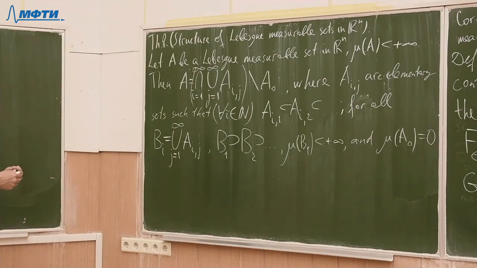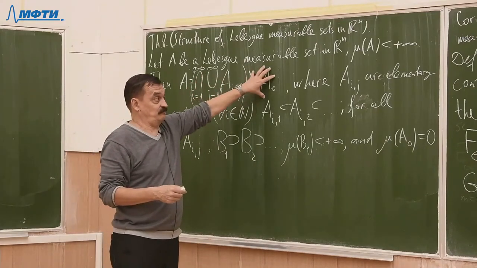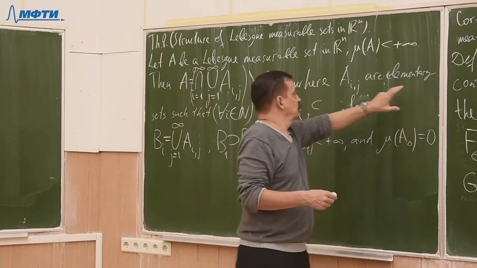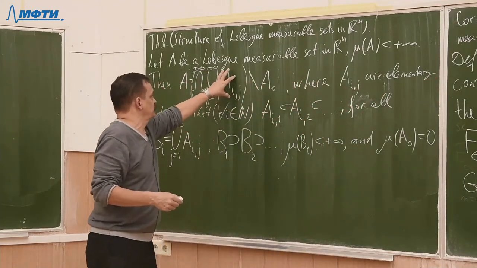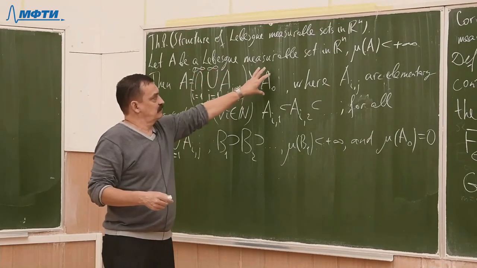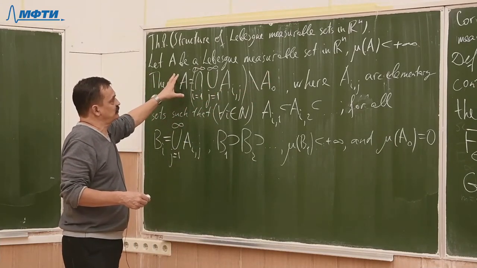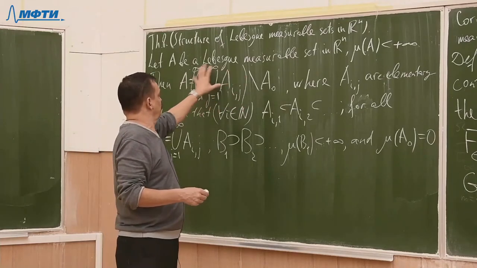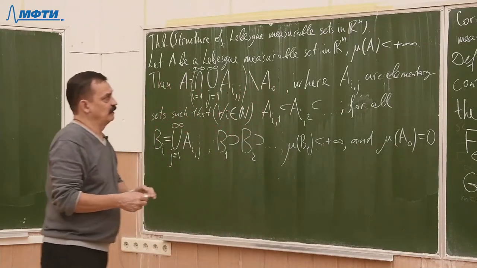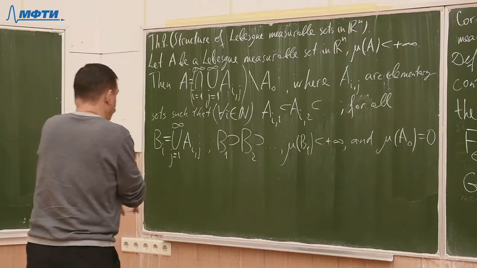So we can, roughly speaking, up to a set of measure 0, you see, if these are elementary, then of course those are Borel sets. And that is measure 0. So you see, in particular, it means that Lebesgue measurable sets are different from Borel only by sets of measure 0. So that's it.